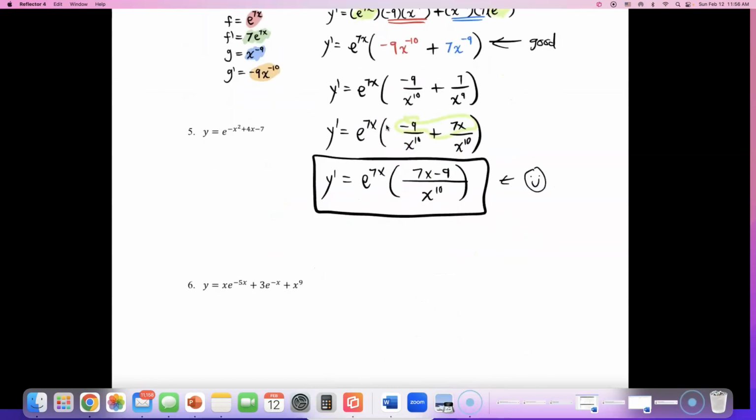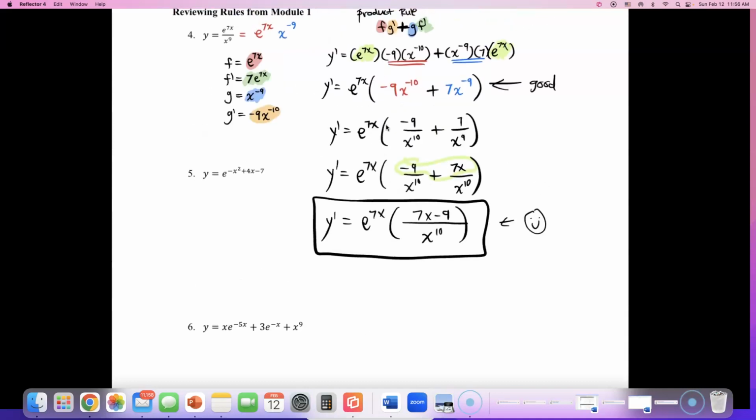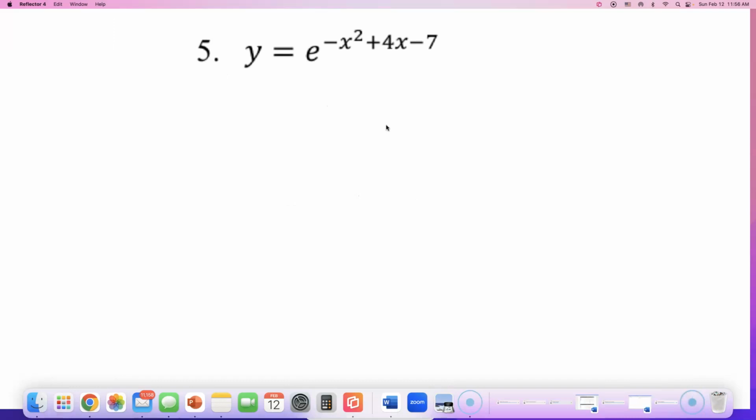I used up too much room, so let me add another page for example 5 here. I'll do this one. Copy this down here. Let's find the derivative of this function. Oh, it's a pretty bad looking function.